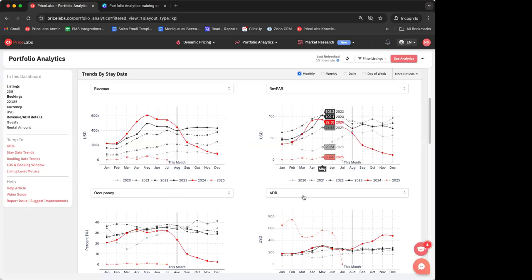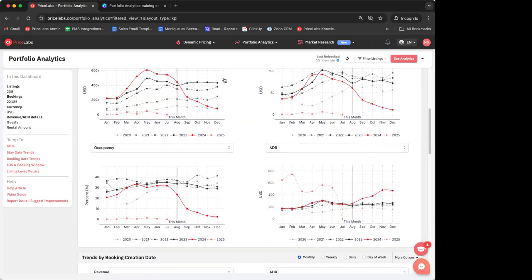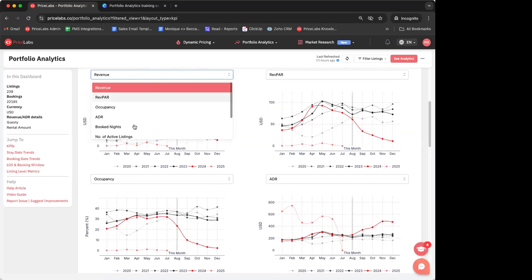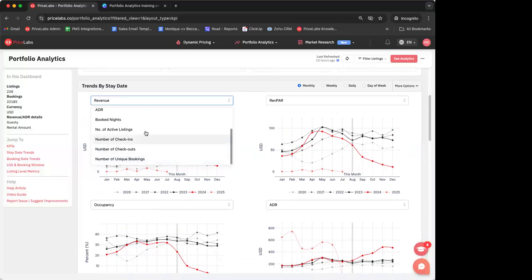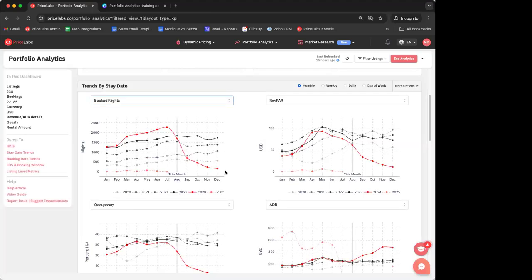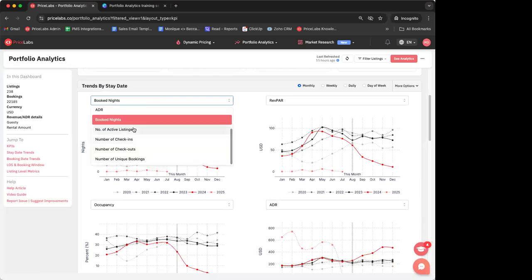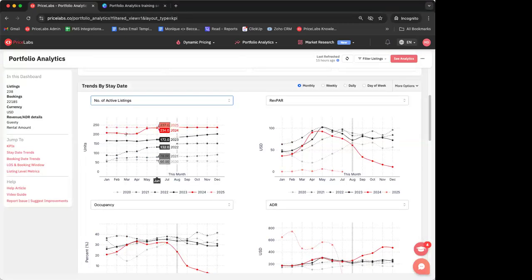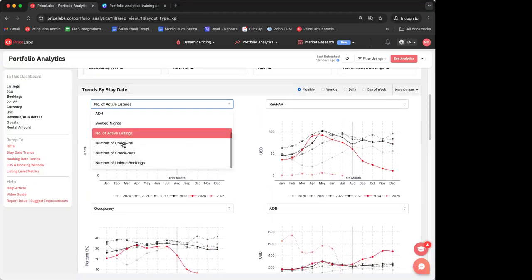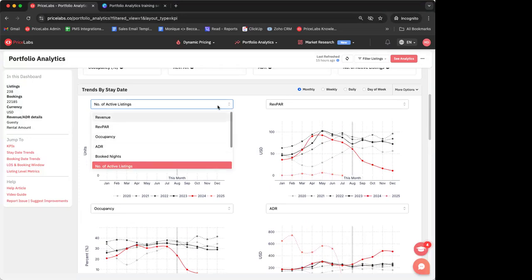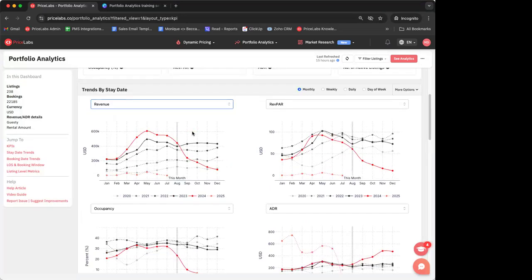We also show you the RevPAR, occupancy, and ADR by default. You can also click on these to view a couple of other metrics based on the trends by stay date. So for example, you can look at the number of booked nights across all your units. You can look and see how the number of active listings that you managed has grown over time. Unique bookings, number of check-ins and checkouts, all of these things are available to you just by clicking on that drop-down menu.